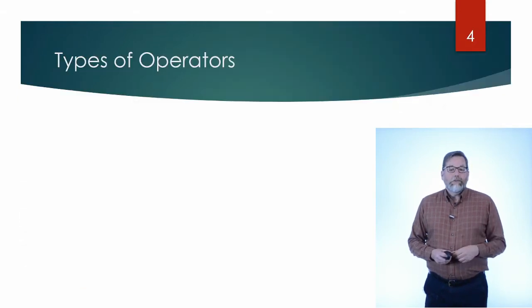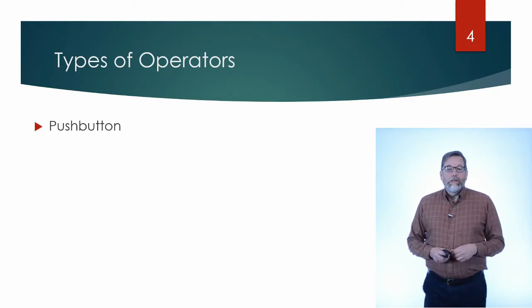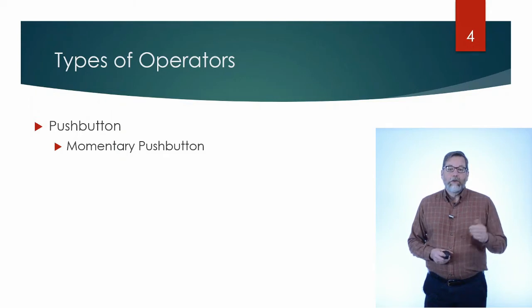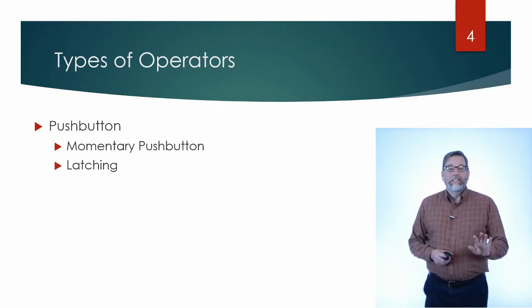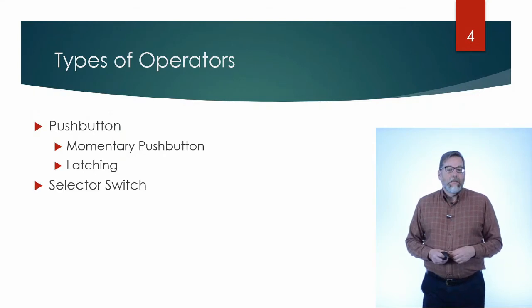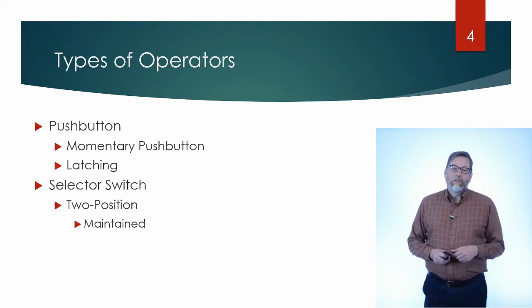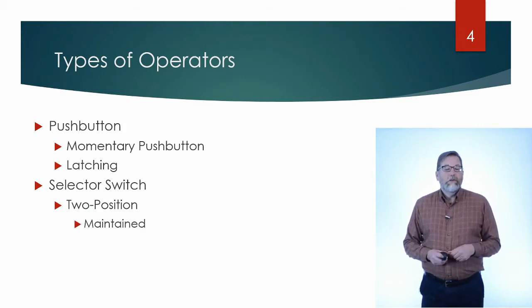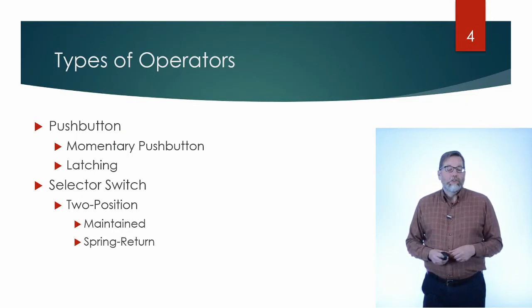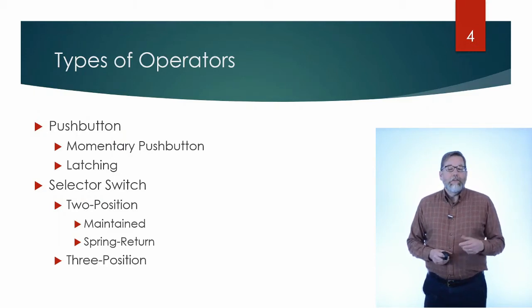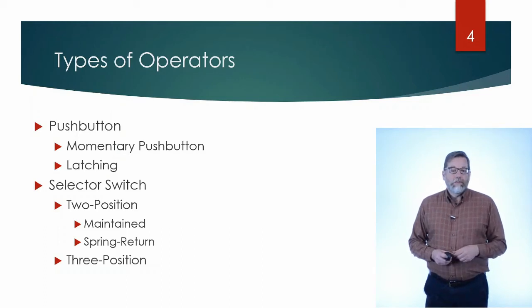Let's look at the types of operators. We can have a push button as an operator. The push button can be momentary, meaning if you press it and release it, it's going to go back to its original state. Or it could be latching, where you press it and release it and it stays in that depressed state. We're going to have a selector switch. We can have a 2-position selector switch, and that 2-position selector switch can either maintain the position that we change it to, or it can have a spring return, much like a starting key on an older version car. And another version of a selector switch is a 3-position selector switch. So let's look at each one of these.